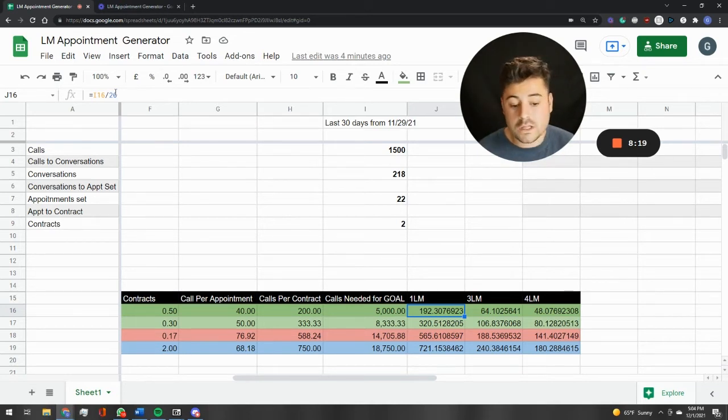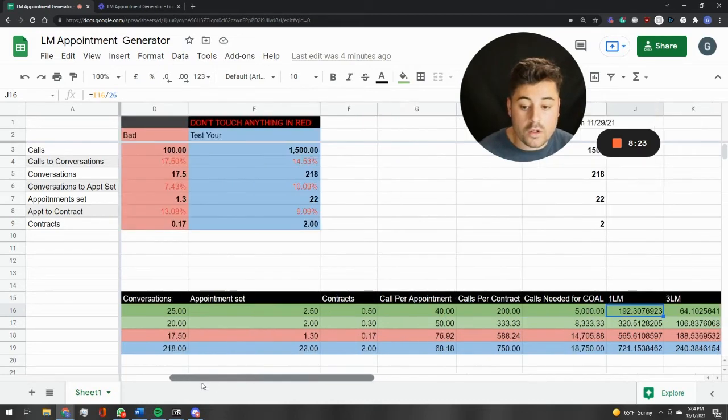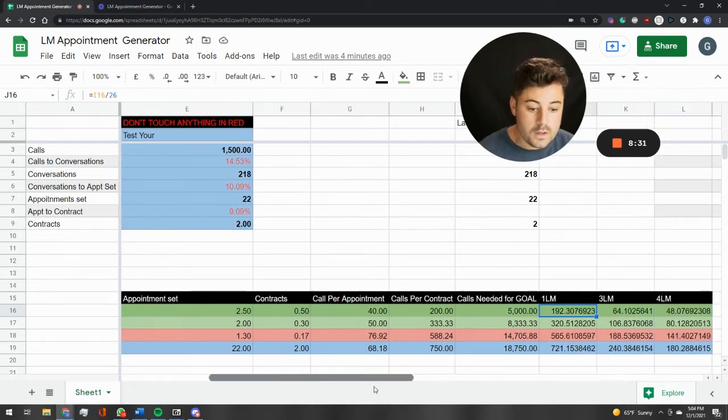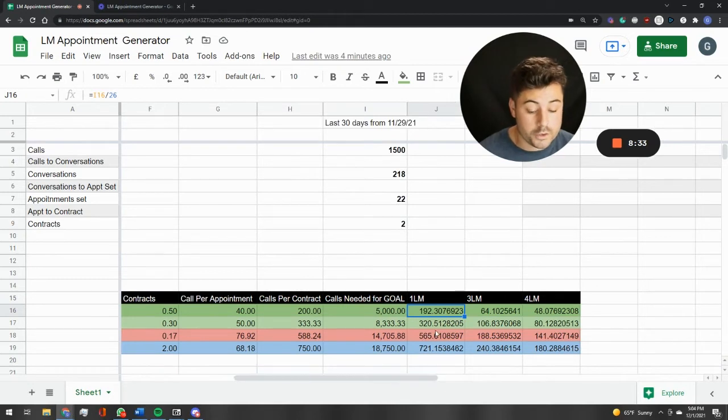And so if we had one lead manager, in order to hit our goal, and if they were converting on all of these numbers, these conversions at these percentages in the red, which is the best we can do, or our goal for our team, they would still need to do 192 calls a day. Right now, my team is maxing out around 90 calls a day effectively. So I know one lead manager is not going to be able to do it. We all know that, right?